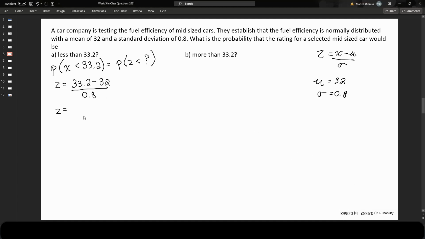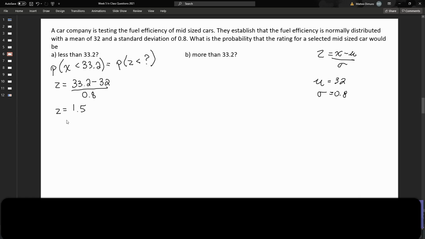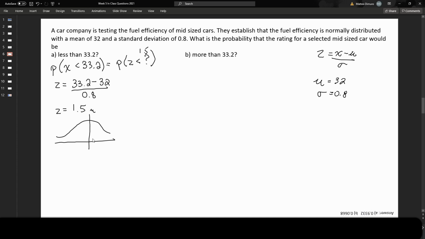So we're going to go 33.2 subtract 32 divided by 0.8. We get a z-score of 1.5. So, as I said before, we now know that we are looking for the probability that z is less than 1.5. If you draw a picture like this, there's the mean, which has a z-score of 0, and approximately a z-score of 1.5. Remember, this picture is just to help you figure it out. We're looking for the probability.